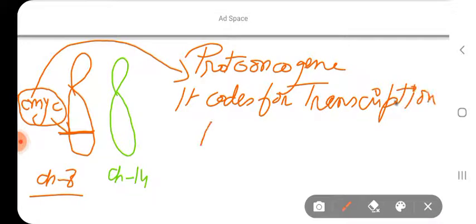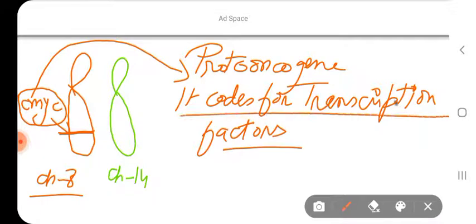All the transcription factors, in your molecular biology class, if eukaryotic transcription is given, you will see that the transcription factors which are needed for initiation and elongation of the transcription process are actually coded by the CMYC gene. It is a regulatory gene, and also it is a proto-oncogene.